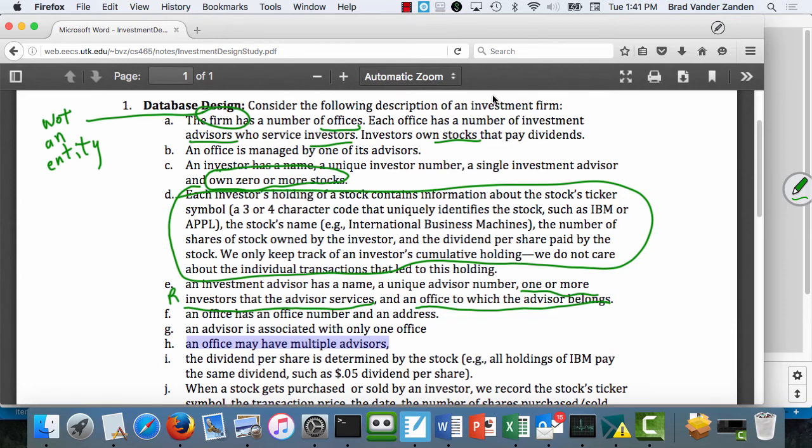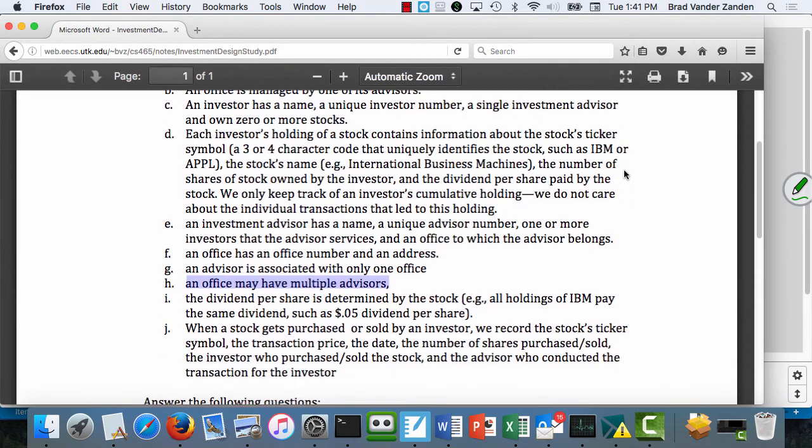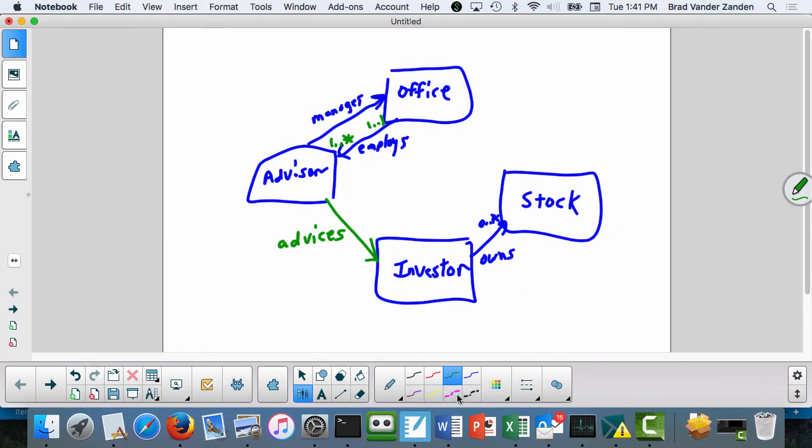And finally, J, I don't want to capture ink. Finally, J, a stock gets purchased or sold by an investor and the advisor conducts it. So the last relationship is a diamond between an advisor, investor, and a stock. So call this purchases. So here's the two that you were talking about. There's two here involving investor and stock.